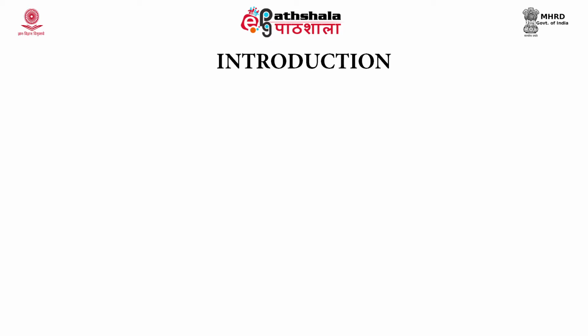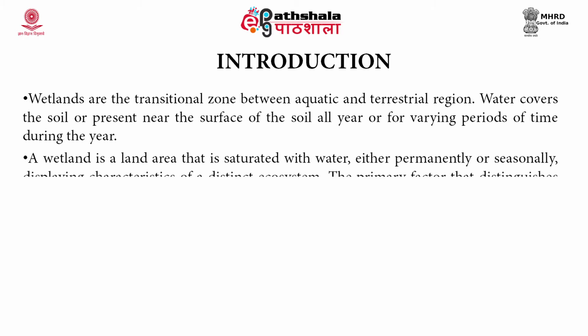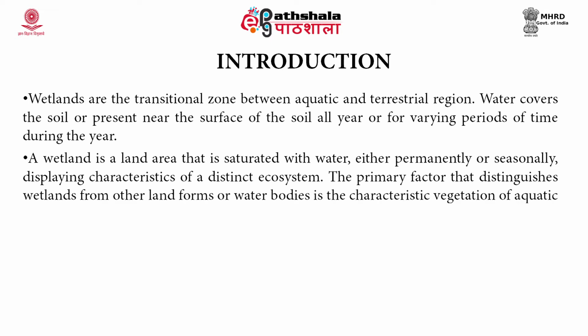Okay students, let us talk about the introduction: what is a wetland? Wetlands are the transitional zone between aquatic and terrestrial regions. Water covers the soil or is present near the surface of the soil all year or for varying periods of time during the year. A wetland is a land area that is saturated with water either permanently or seasonally, displaying characteristics of a distinct ecosystem. The primary factor that distinguishes wetlands from other landforms or water bodies is the characteristic vegetation of aquatic plants adapted to the unique hydric soil.